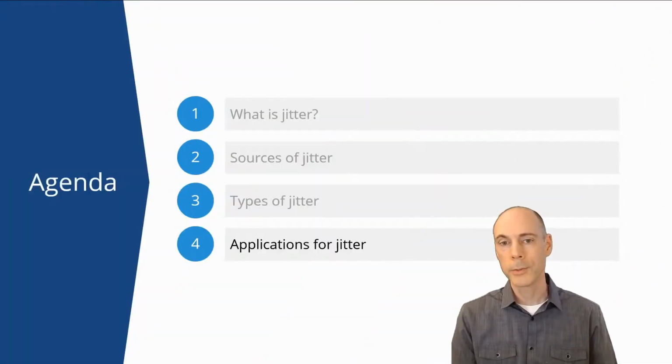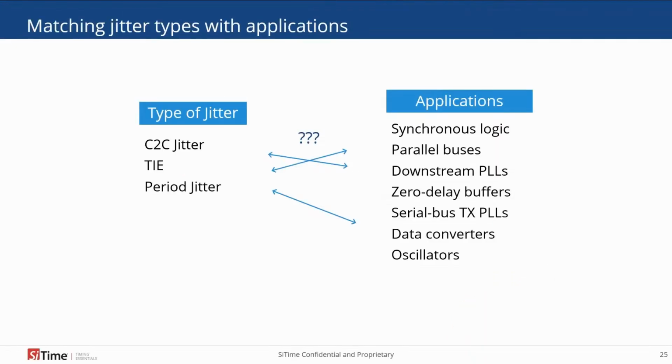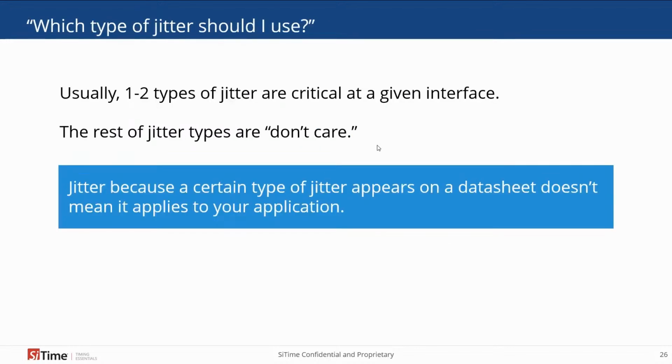Okay, so those cover the 3 most common types of jitter. The next section will talk about where we use these different types of jitter, and more importantly, why we use those types. We talked about 3 types of jitter, and we're going to cover several different applications that are very common in the industry. It's important to keep in mind that for any particular interface, there's really only 1 or 2 types of jitter that are critical. The rest of the jitter we don't really care about. But we have to understand the application to understand which type of jitter is important. And then once we understand that, we go to the data sheet and find the relevant jitter.